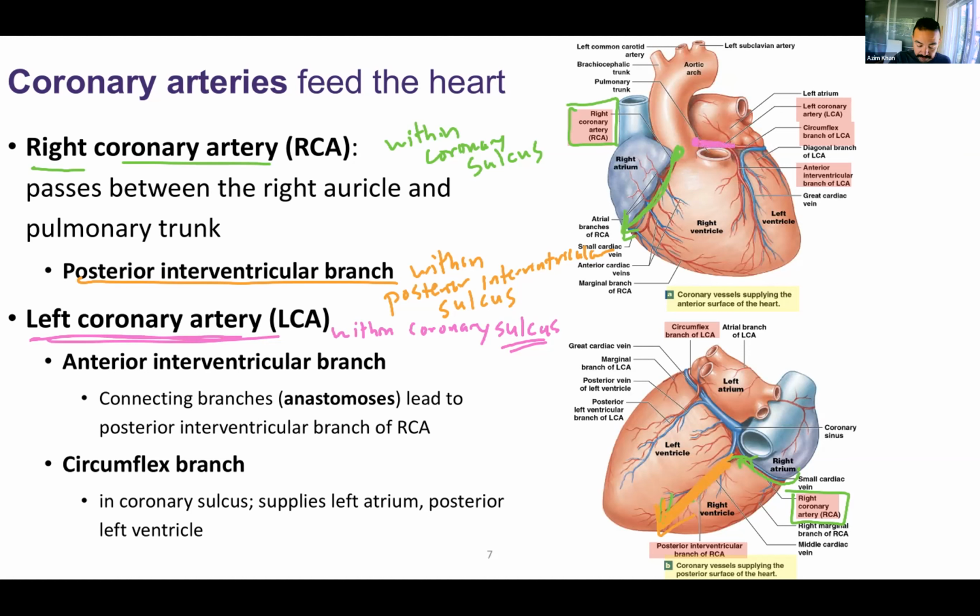One major part, I'll draw in yellow. One major branch is called the anterior interventricular branch. As you might hopefully guess, this branch of the left coronary artery goes within the anterior interventricular sulcus.